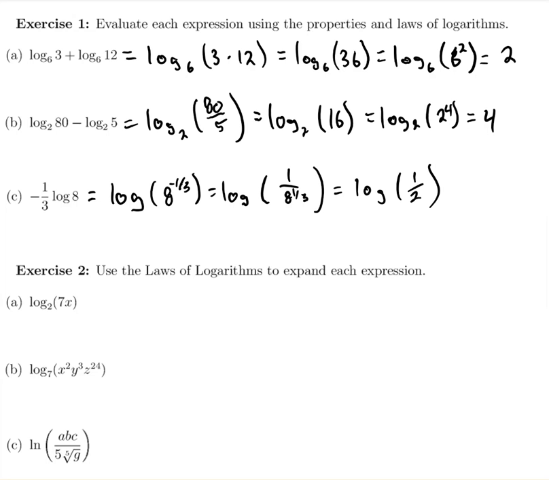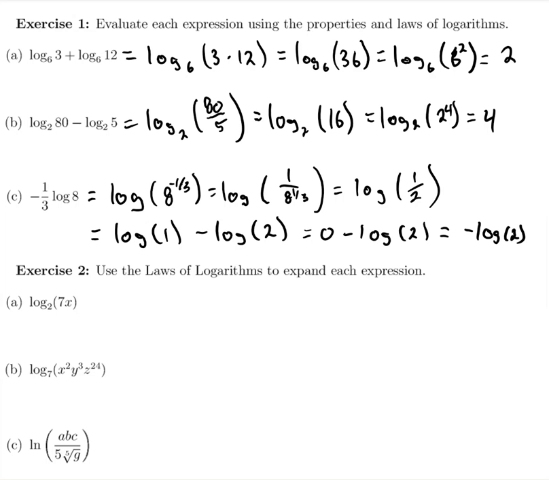I can't do anything because it's a common log, but there's division inside, so I can break it up with that second law again to make this log of 1 minus log of 2. Well, log of 1 is always 0 no matter what the base. So then this becomes 0 minus log of 2, which is equal to negative log of 2. So that's about as simple as I can get.